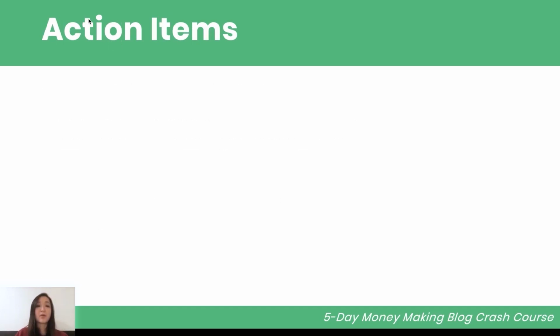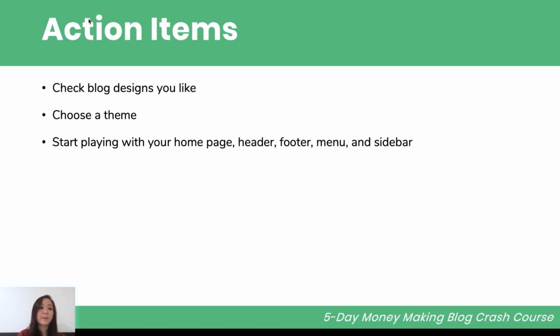Now let's talk about your action items. So first, I want you to check blog designs you like. When I first started out, I was looking at different blog designs before I decided what I wanted for myself. So just checking out other examples will help you figure out what you want for your own blog. So you saw how to install your paid theme or your free theme. It's very easy. Just choose one and then go for it.